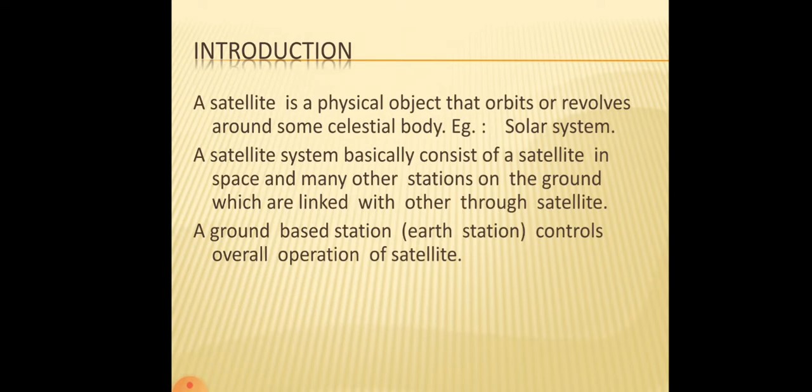First, the introduction. So what is it? A satellite is a physical object that orbits or revolves around some celestial body, like the solar system. But here we will be dealing with artificial satellites. It can be launched into orbit for a variety of purposes, and the major application is communication. With the help of satellite, it is possible to communicate with any point on the globe.